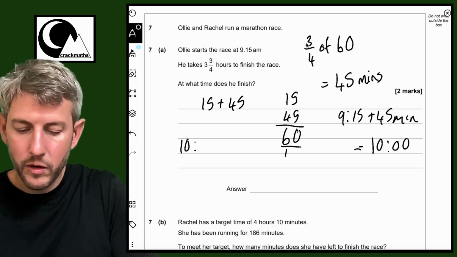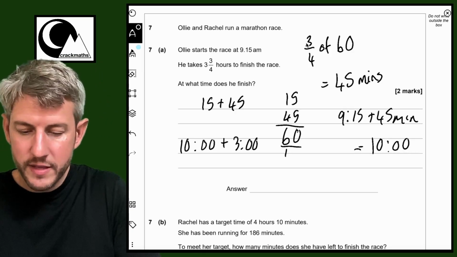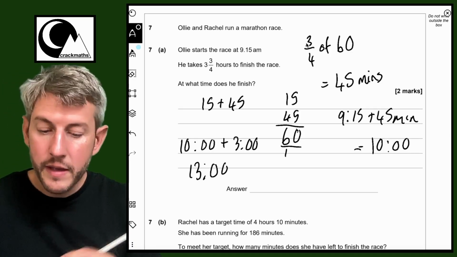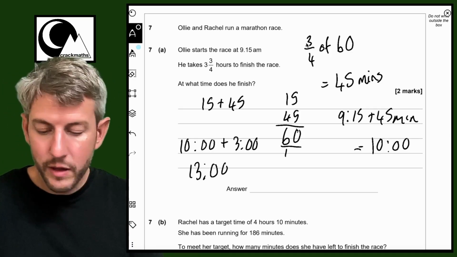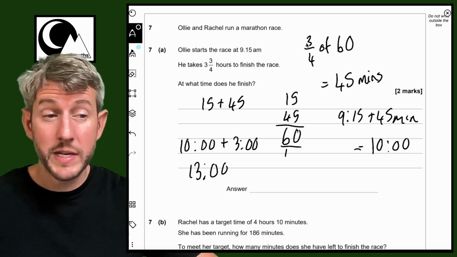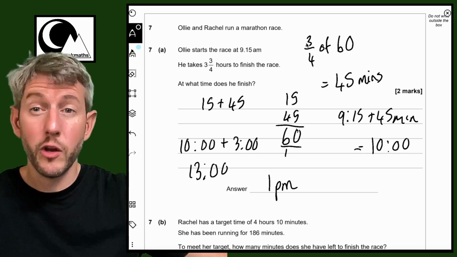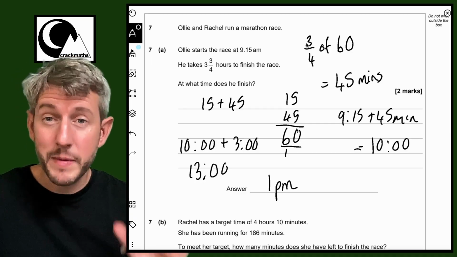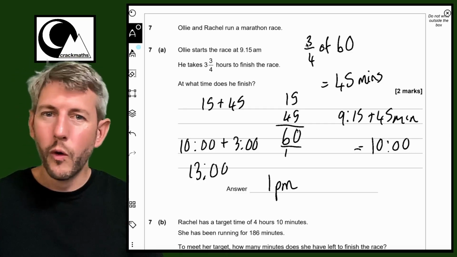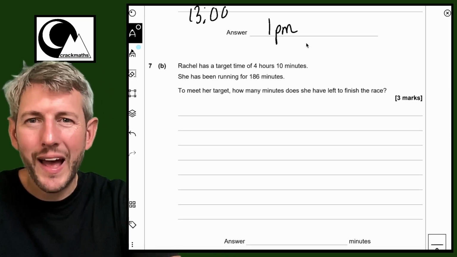So 10 o'clock, add 3 hours will be 13 o'clock. Okay, and we can call that 13 o'clock in terms of 24-hour clock, or we could call that 1 p.m. I'll just have a quick look at the mark scheme, and the mark scheme is happy with either 13 o'clock or 1 p.m. Okay, so let's have a look at question 7b.